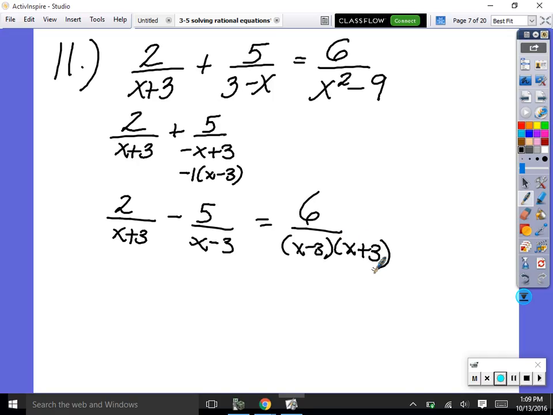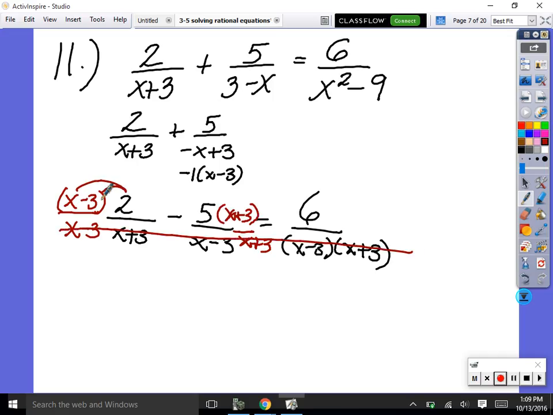Okay, now let's get a common denominator. It's x minus 3, x plus 3. So let's fix it. We're going to multiply by x minus 3 over x minus 3. We always put parentheses, x plus 3 over x plus 3. Now our denominator is the same. So now we can go ahead and just ignore those and focus on solving the top. So that's 2x minus 6.